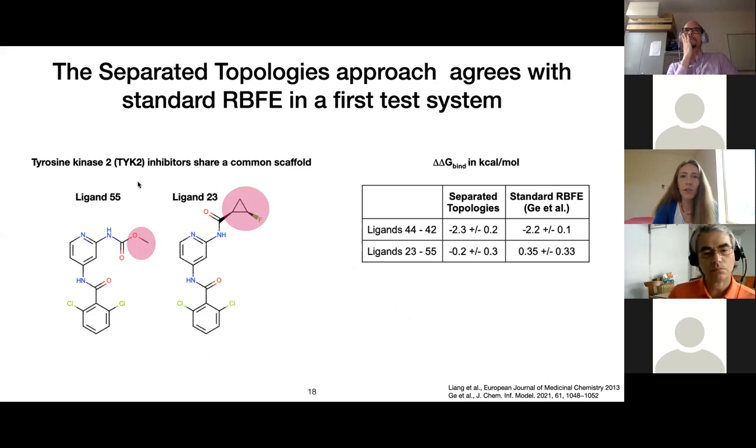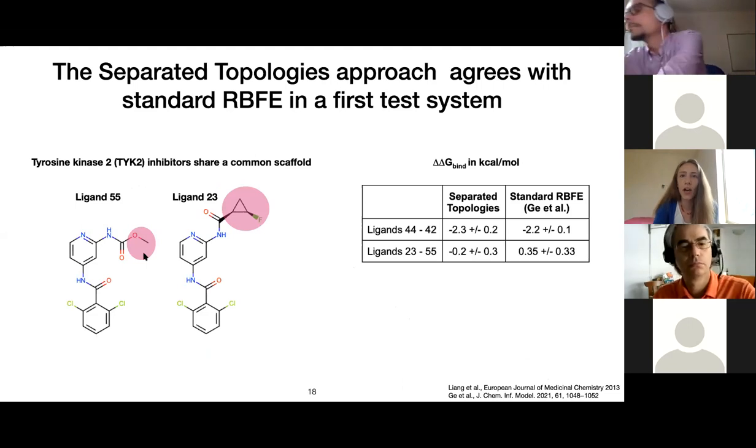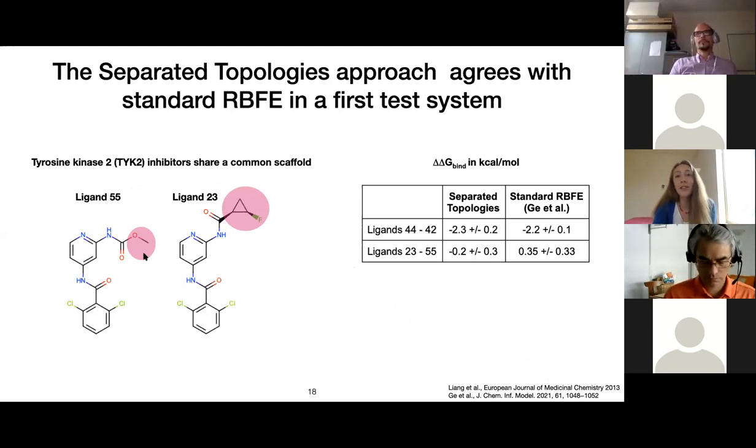tyrosine kinase 2 inhibitors from the Schrödinger JACS set. Here you can see two of those ligands, and they share this common scaffold and only differ by small R groups. We chose this system to be able to compare the separated topologies approach to the traditional relative approach, here calculated by Yunhui in our lab. So far we studied these two ligand pairs, and we were able to obtain the same delta delta G as the standard relative binding free energy calculations within uncertainty.